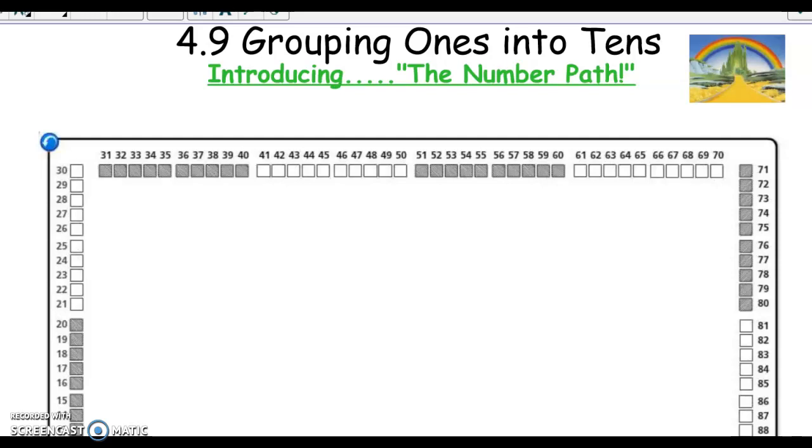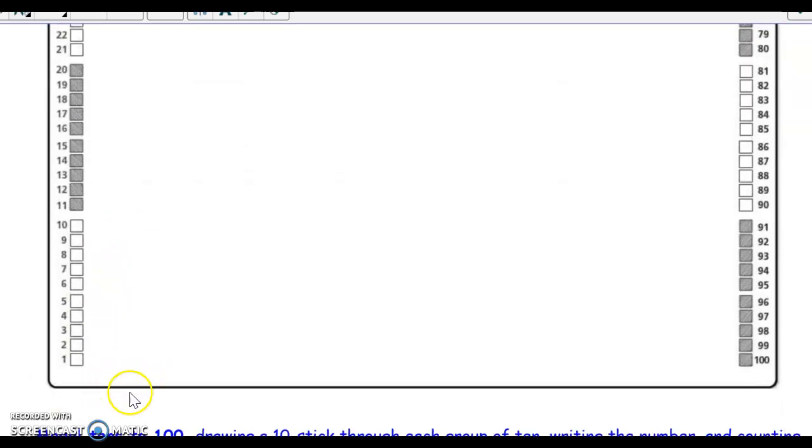Hi, first graders. Today we're doing lesson 4.9, grouping ones into tens. So you're going to need your math board, and today we're going to focus on the back side of the math board. First of all, I want you to notice the numbers going around the outside edge.